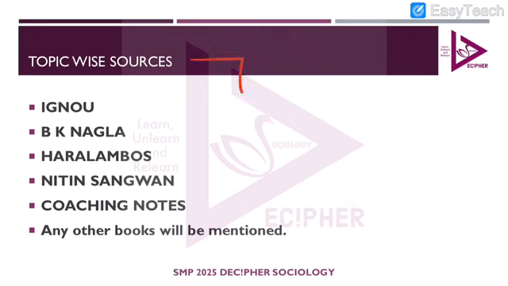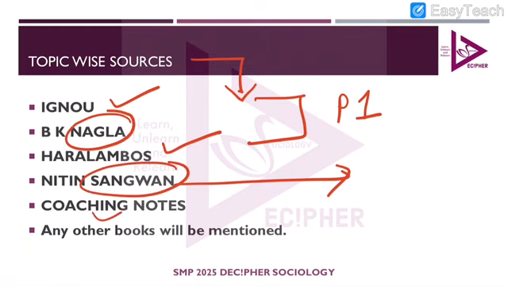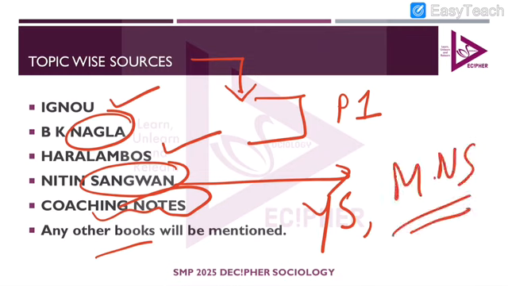We will also suggest what sources you will require. For example, IGNOU, Haralambos are majorly advised for paper 1, some parts from Nitin Sangwan. For paper 2, we advise B.K. Nagla, Nitin Sangwan again, and if you want to refer to some coaching institute notes or some other books like Modernization of Indian Tradition by Yogendra Singh or Social Change in Modern India by M.N. Srinivas. So, all these books we will be mentioning whenever we will be reaching that particular topic.